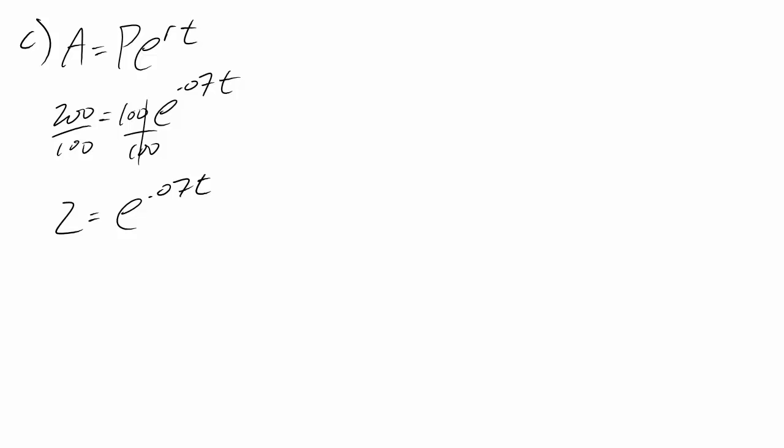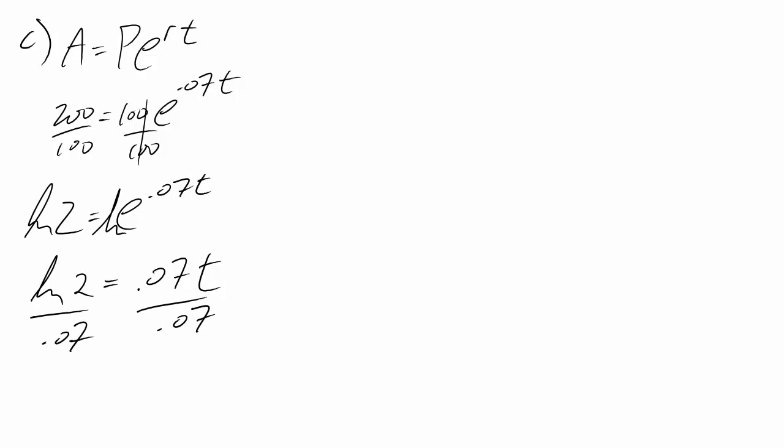So now instead of using the common log like we did in parts A and B, I'm going to choose to use natural log here because that will get rid of the e, canceling that out from the right-hand side. So we're left with the natural log of 2 equals 0.07t, and so to get t by itself, all we have to do is divide both sides by 0.07. And again, we're going to punch this into the calculator, and when we do that, we get t equals 9.9002 years.